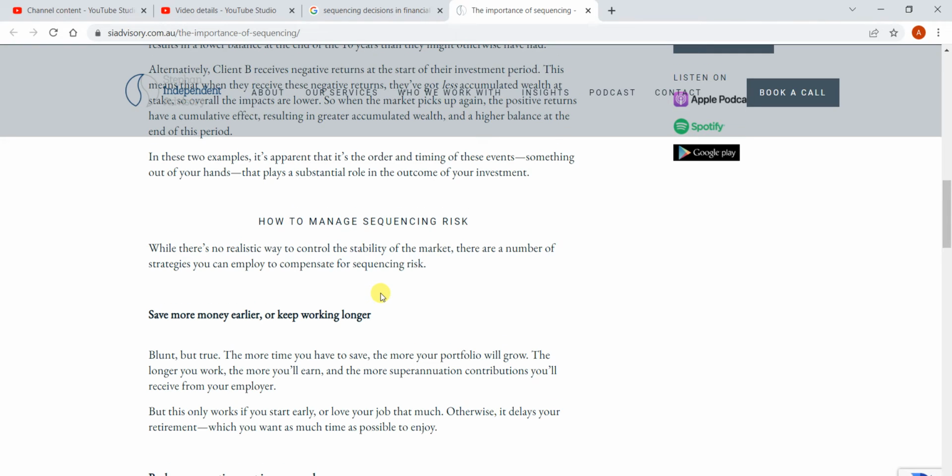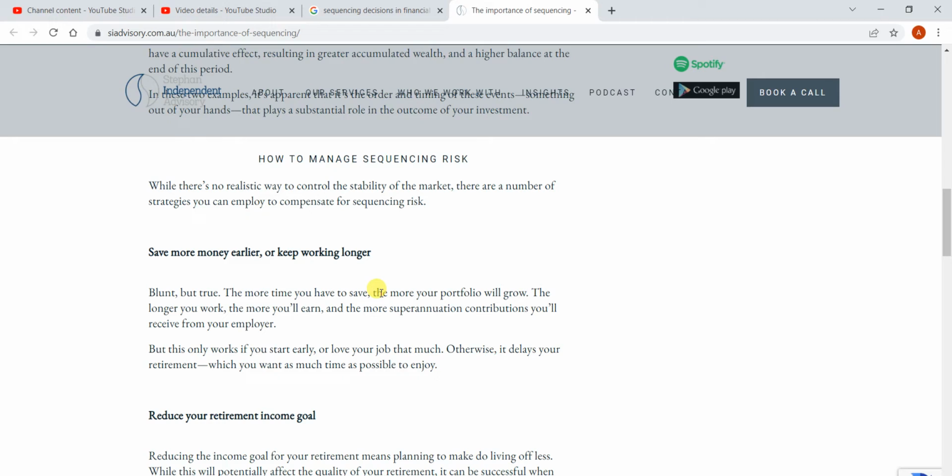Blunt but true, the more time you have to save, the more your portfolio will grow. The longer you work, the more you will earn, and the more superannuation contributions you will receive from your employer. But this only works if you start early or love your job that much. Otherwise, it delays your retirement, which you want as much time as possible to enjoy.